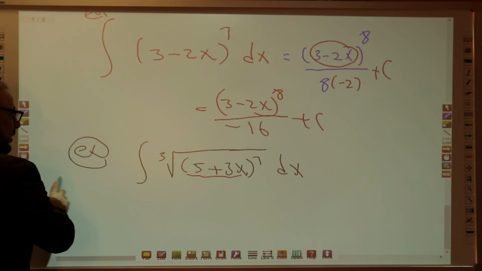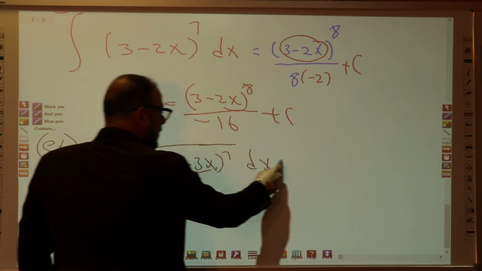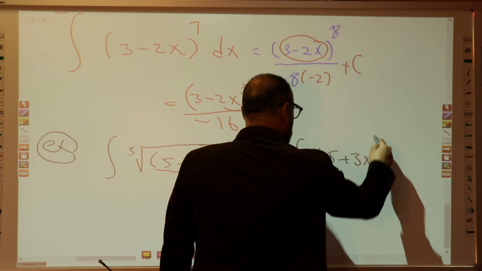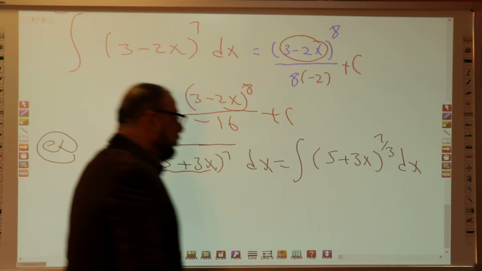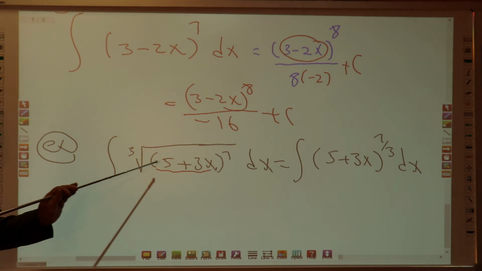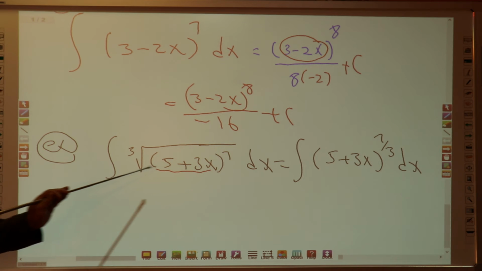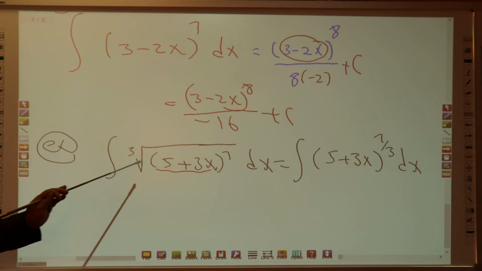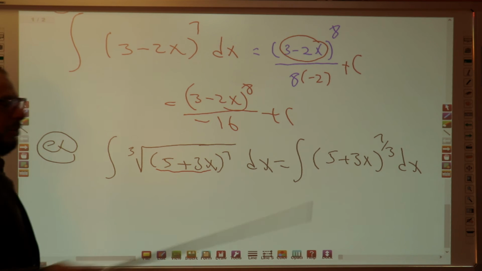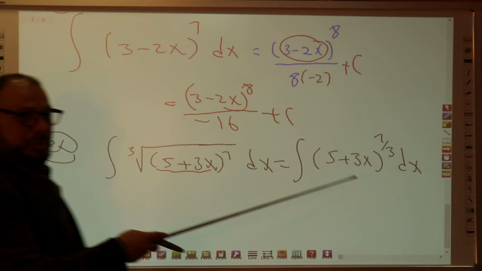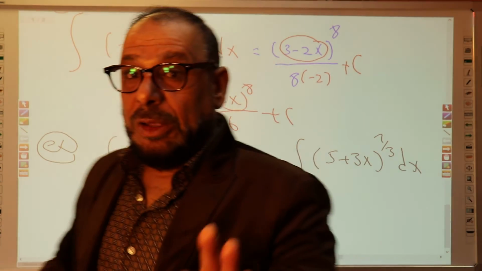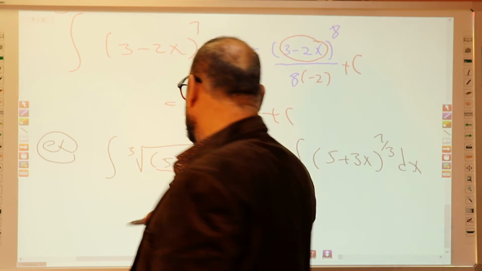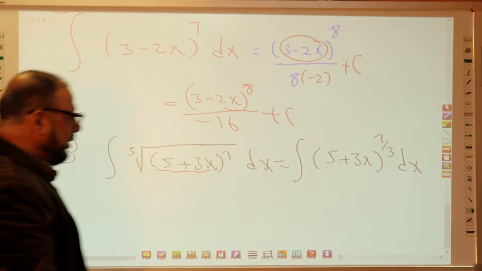7 over 3. We're going to do it like this: the integration of (5 plus 3x) to the 7 over 3 dx. And before I do my integration, I convert this from the radical form to the exponential form. Watch, you cannot deal with any problem before you convert from radical to exponential. I'm going to finish it quickly.